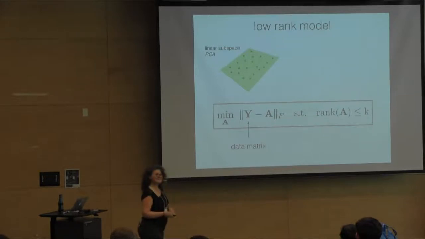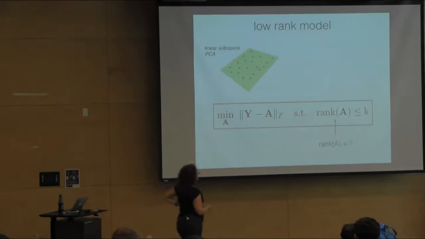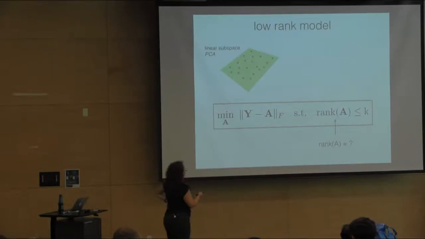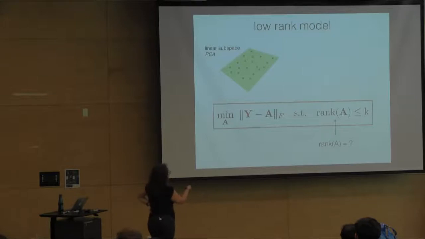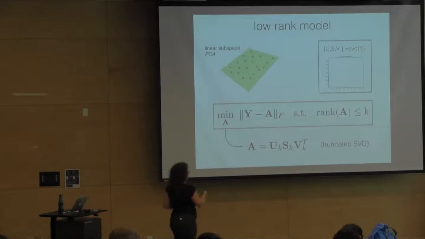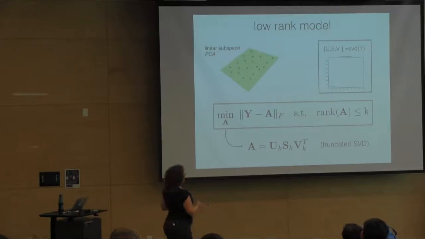And I actually had a nice step through of all this. Okay, so we have our data matrix. That A is our low rank approximation. These are the constraints, and this is the rank constraint. Okay, and so one solution to this problem is found by forming the SVD, the singular value decomposition, of the data matrix.